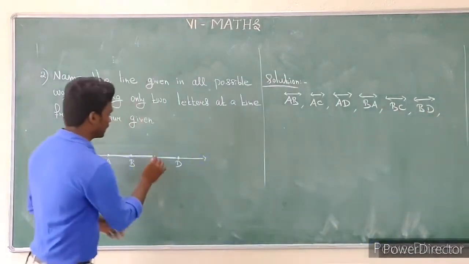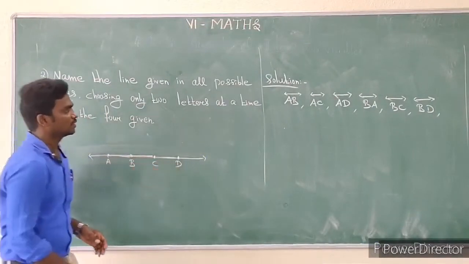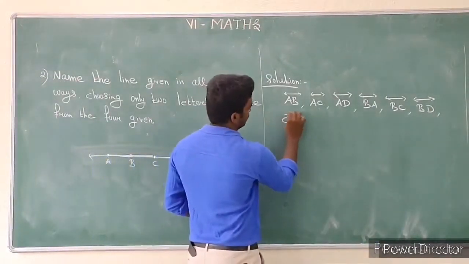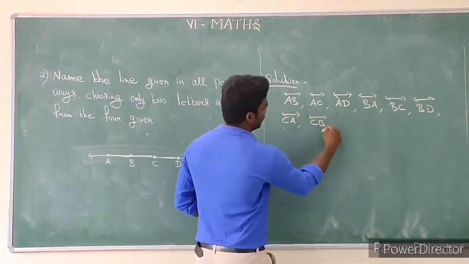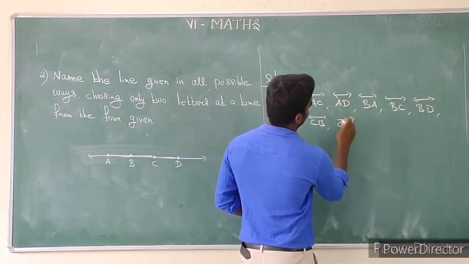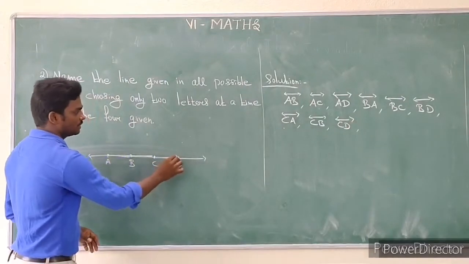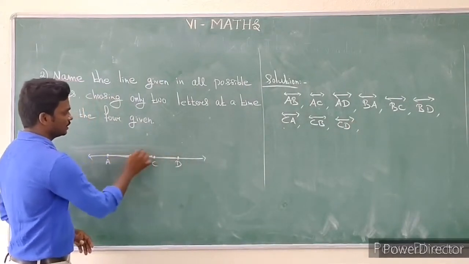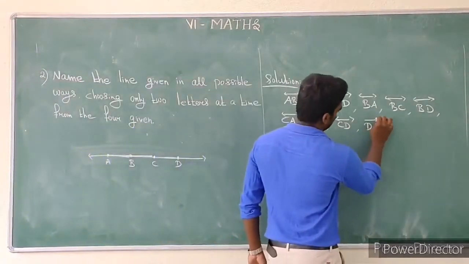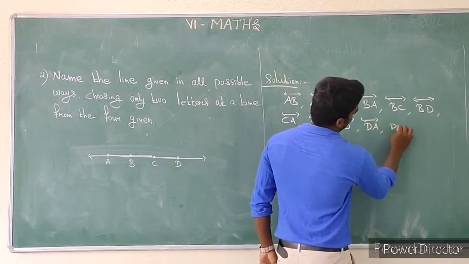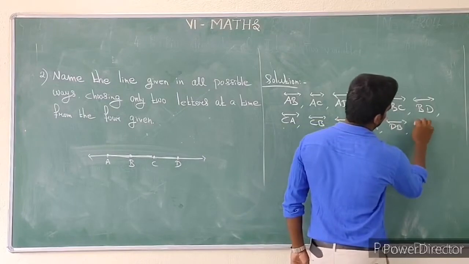Next we start from C. We can write C to A, C to B, C to D. That is line CA, line CB. Next we start from D: DA, then DB, then DC. DA is a line. Next, DB is a line. What is next? BC is a line.